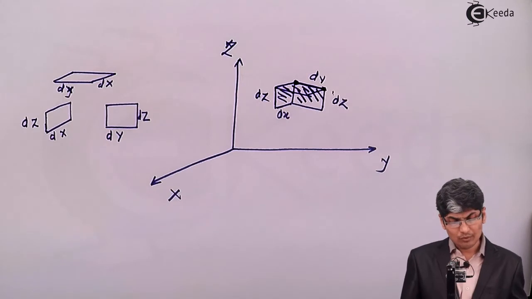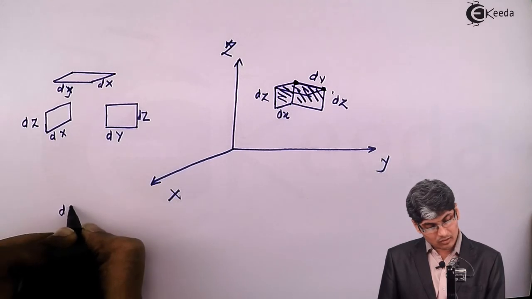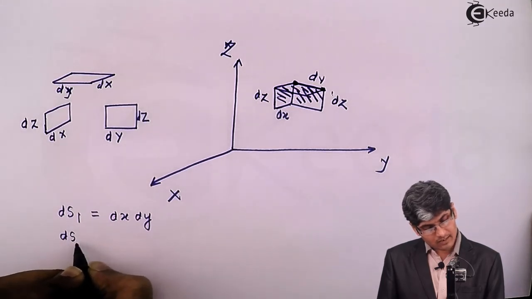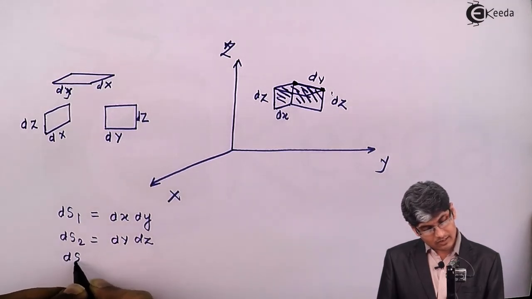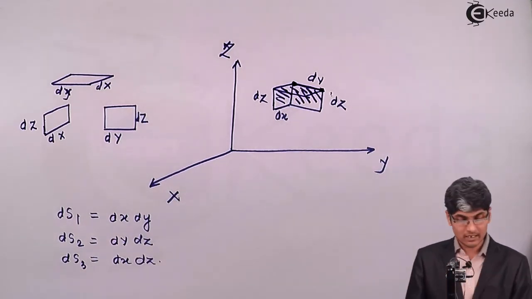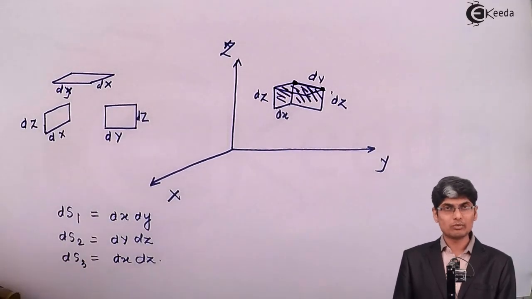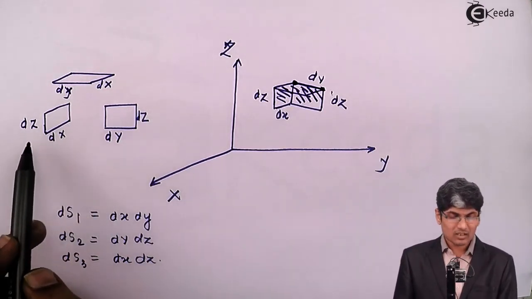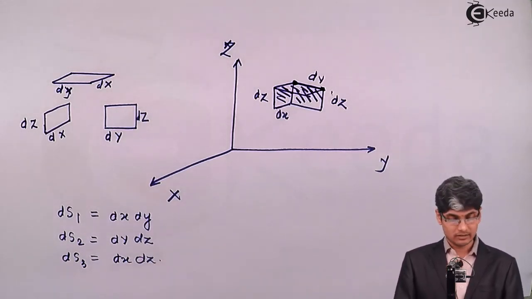So I can have 3 surfaces. One surface we call ds1, which is dx dy. The 2nd surface is ds2, which is nothing but dy dz, and the 3rd surface ds3 is nothing but dx dz. So we have 3 surfaces, ds1, ds2, and ds3. This is nothing but length into breadth, like a rectangle. So the length and breadth are dx dy, dy dz, and dx dz.